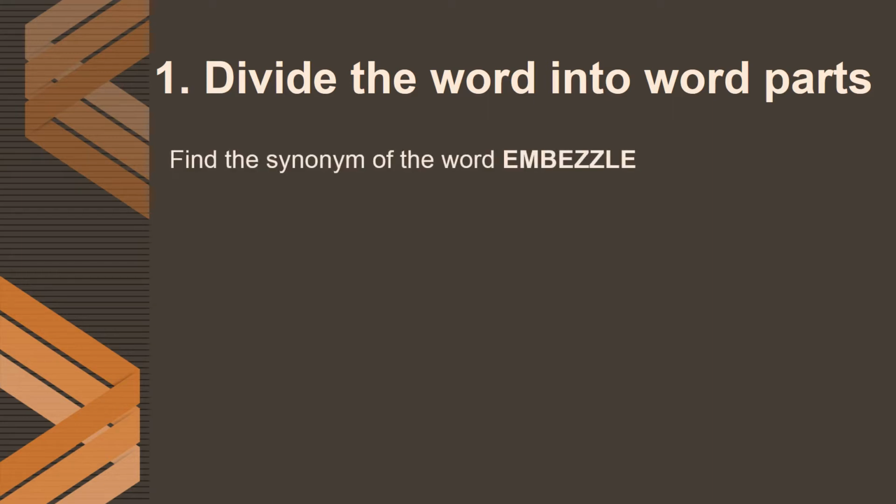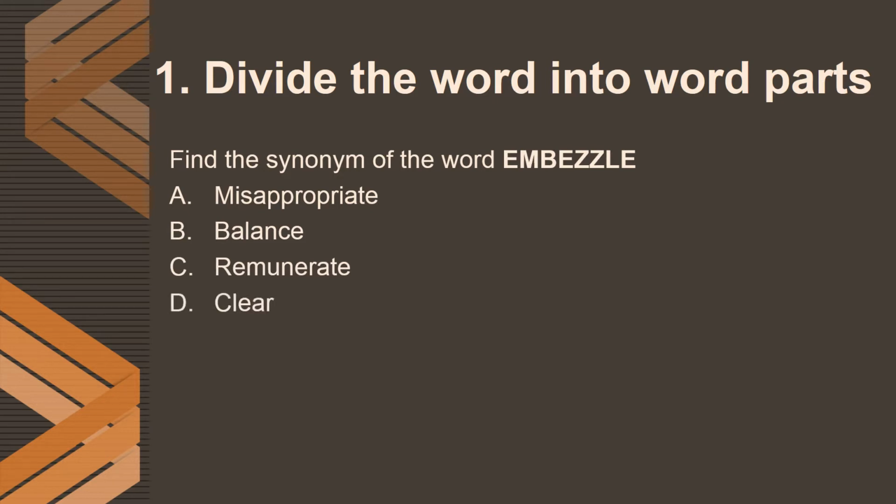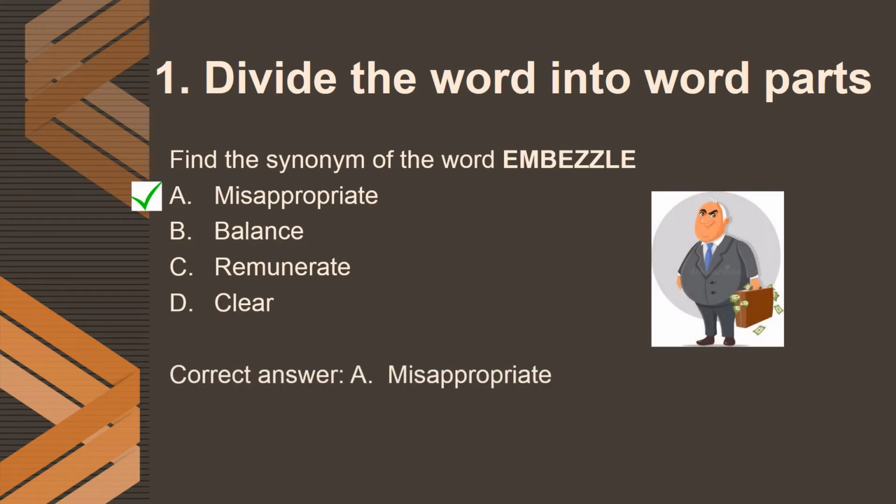Find the synonym of the word imbecile. The options given are option A, misappropriate, option B, balance, option C, remunerate, and option D, clear. Now, imbecile comes with a suffix becile, which means to plunder or the act of stealing. The only word that matches with the same in the given list is option A, misappropriate. The rest of the words have a positive connotation and doesn't match with the negative connotation that misappropriate has.